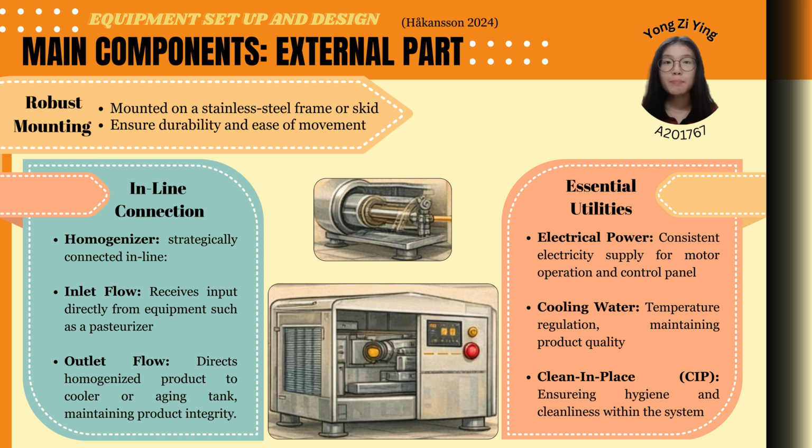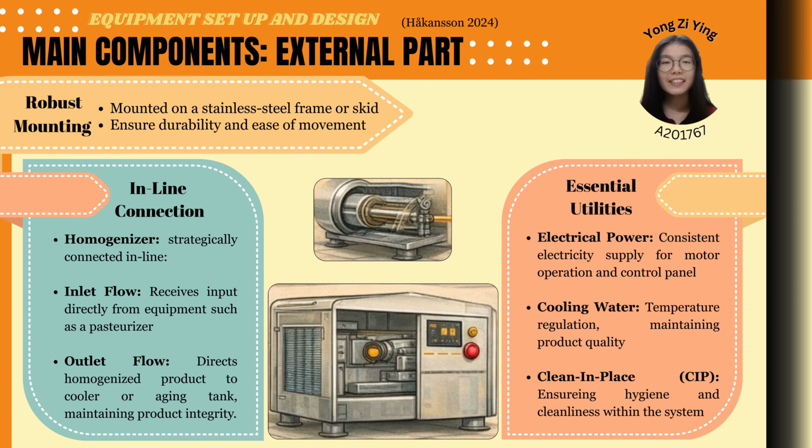I will explain the main external components of a high-pressure homogenizer used in food processing. First, the robust mounting. The homogenizer is mounted on a stainless steel frame or skid, which provides strong mechanical support. This design ensures durability during high-pressure operation and also allows ease of movement and installation in industrial processing lines.